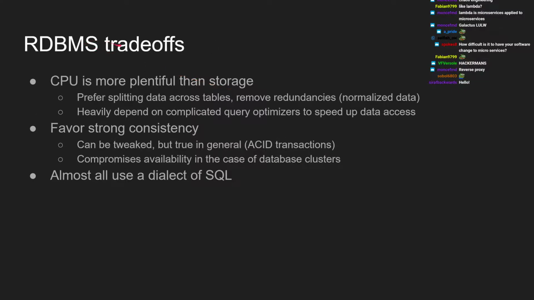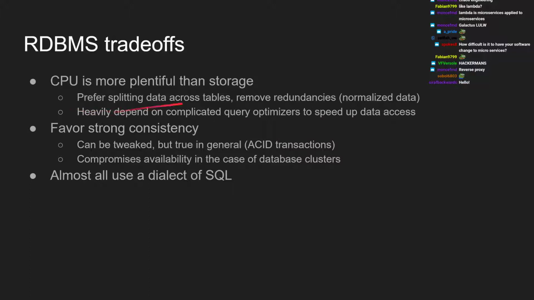Some of the trade-offs that relational databases make is that they were first formalized in the 70s and made popular in the 80s. During those days, CPU was cheaper than storage. Relational database design generally prefers splitting data across tables and removing redundancy to lower the storage pressure on your database. This is called normalizing your data.